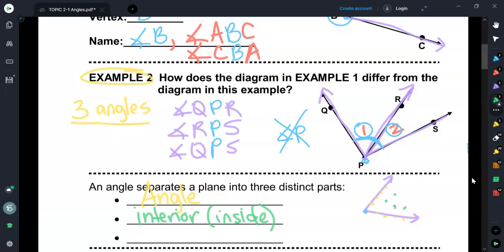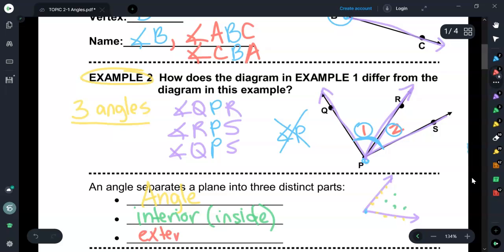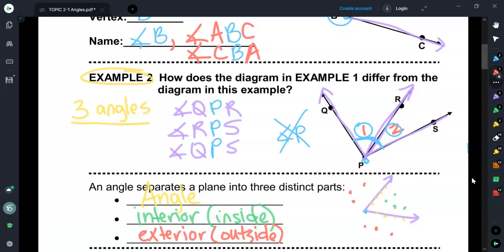And since we have an interior, there also must be an exterior. And the exterior is all of the other points that are on the outside of the angle. So all of these little red dots here are exterior points to this angle that I've drawn. So that's how we separate an angle.